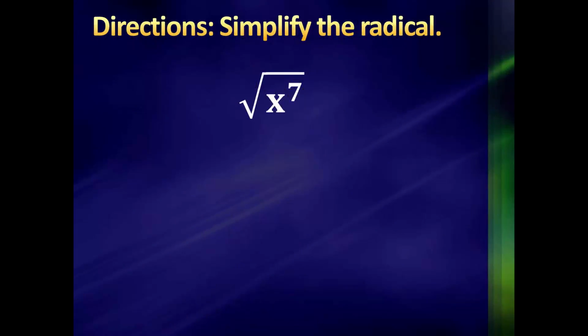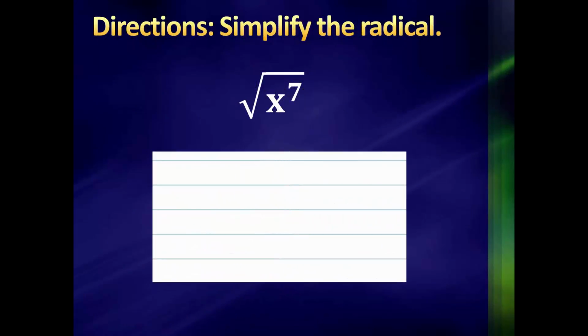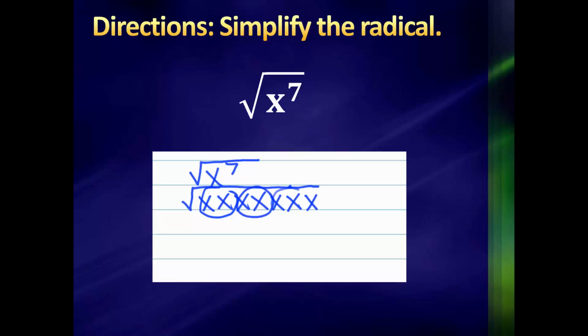On this next example, what you see is x to the 7th inside. That's our radicand. So we have the square root of x to the 7th. What does that mean? Well, we can actually go straight to the prime factorization. It means I have x times x times x times x times x times x times x. I have 7 x's here that are being multiplied times each other. And I'm still looking for groups of 2. So here's a group of 2, here's a group of 2, and here's a group of 2.